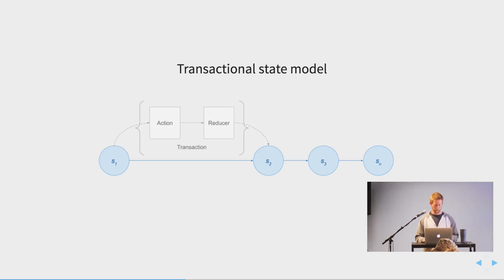So, keep this in mind. This is at the core of what gives us predictability. Also note that this is a serial and synchronous process. So we move from state to state linearly. We'll come back a little bit later to talk about how we deal with asynchronous processes like fetching data from an API.